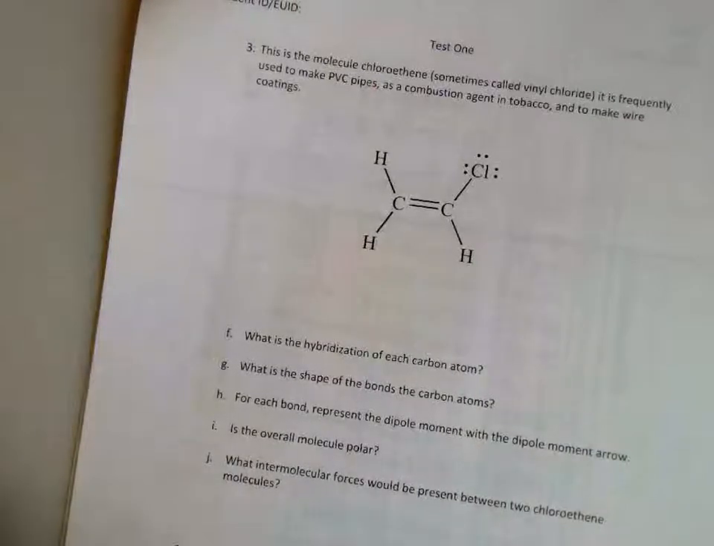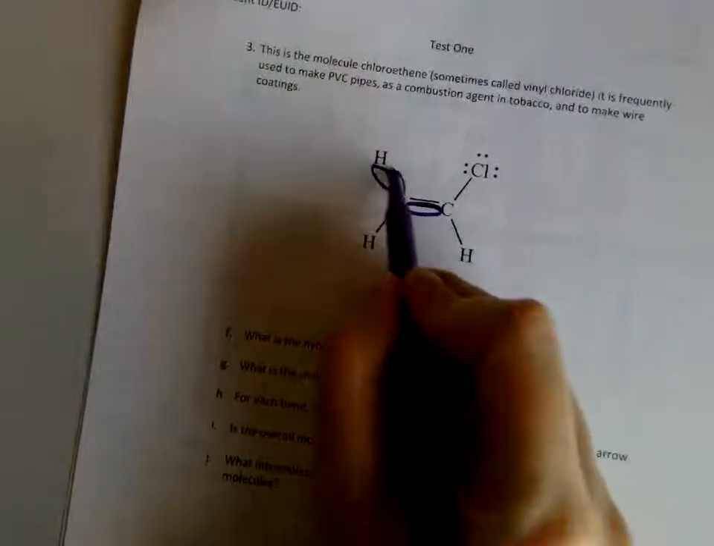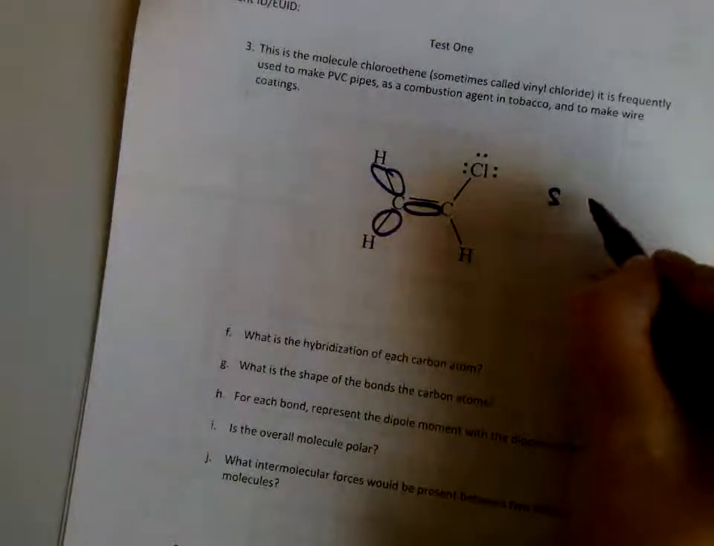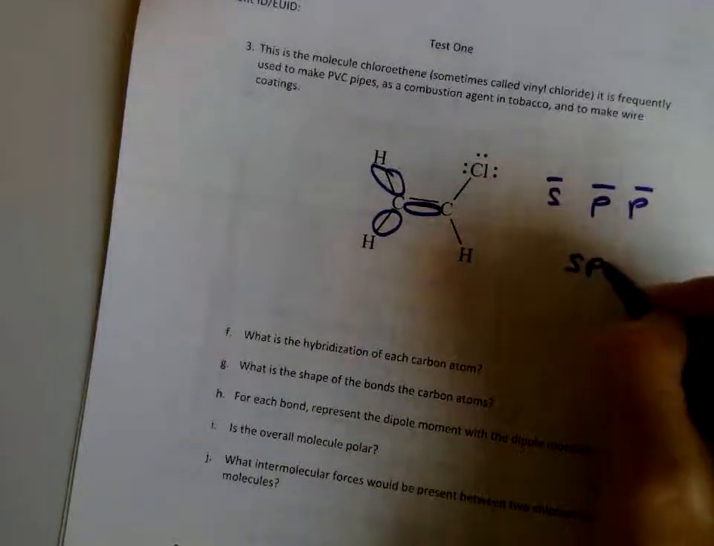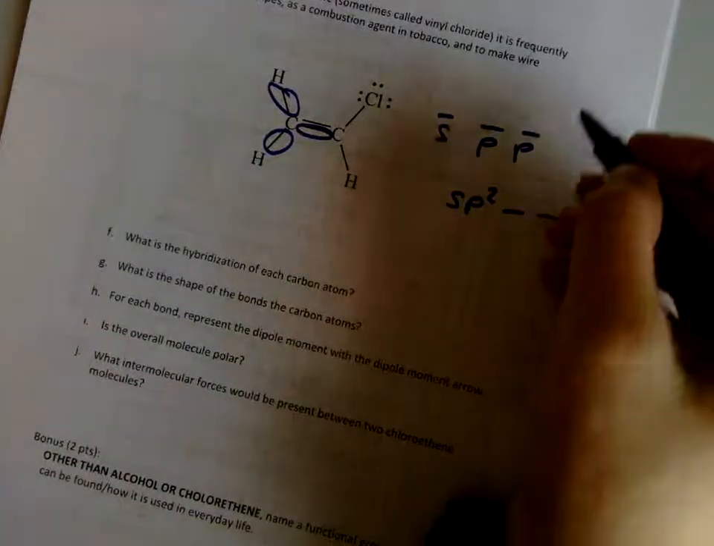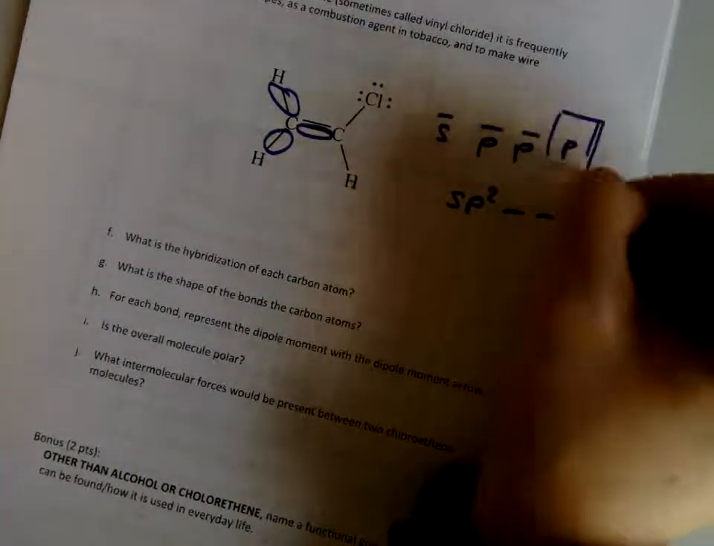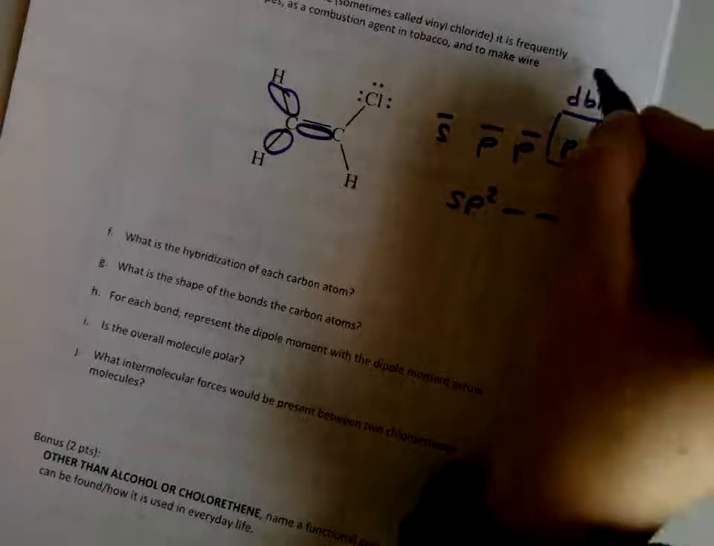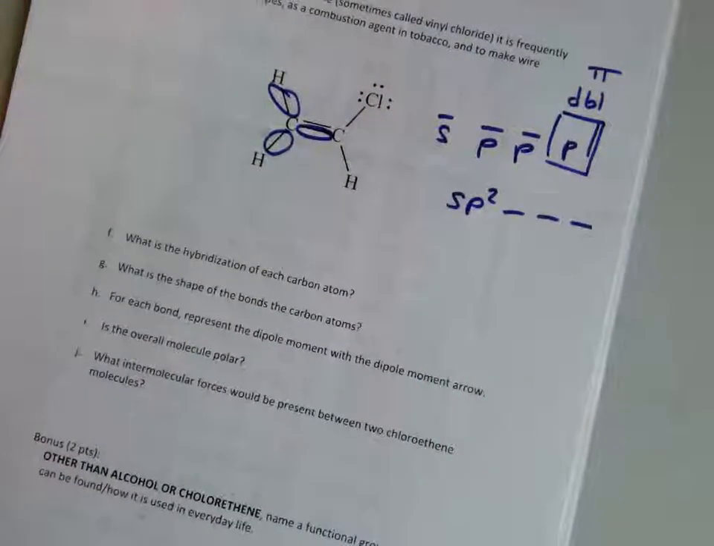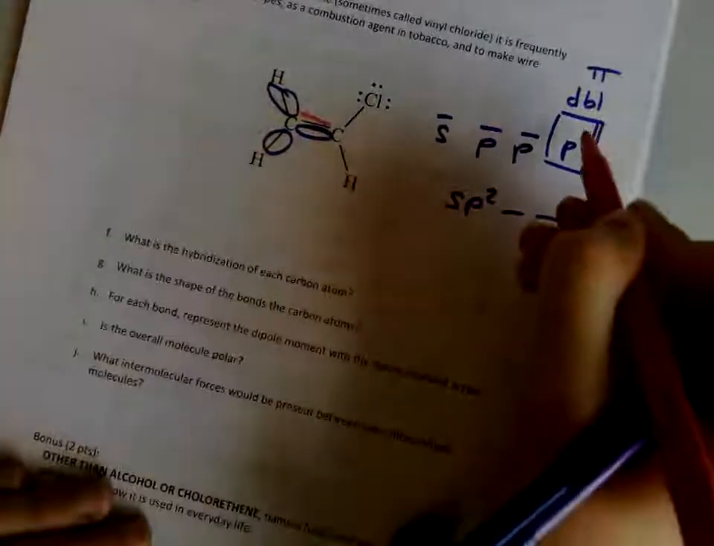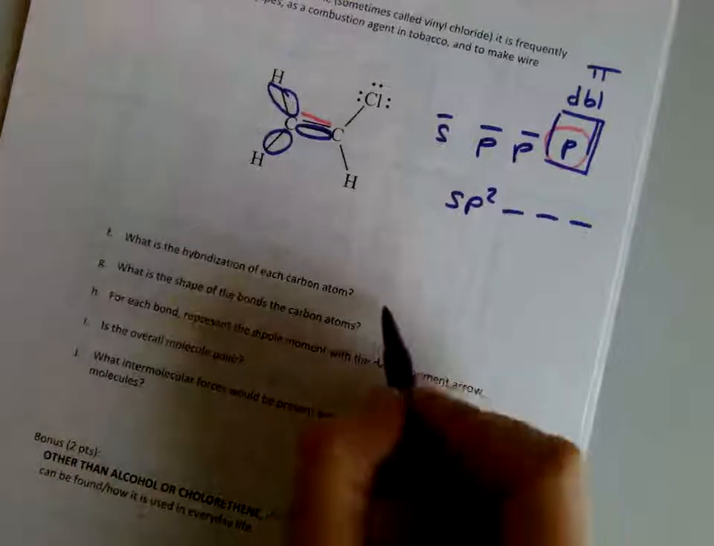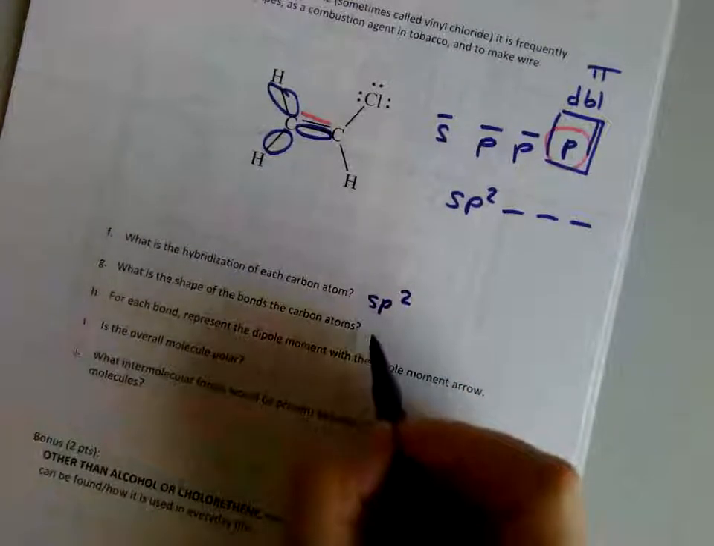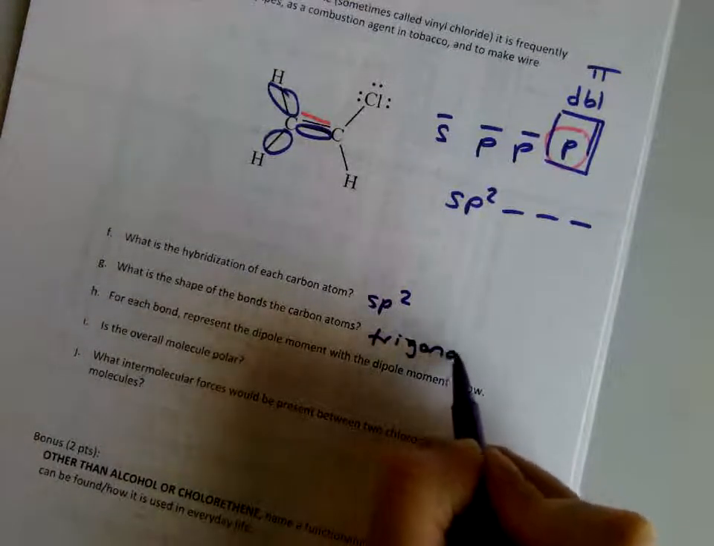Okay, what is the hybridization of each carbon atom? For this, we look at the sigma bonds. There's 3 sigma bonds. So the s orbital, p orbital, and p orbital must have combined to make 3 sp2 orbitals to get those 3 sigma bonds. And then your third p orbital is part of your double bond, your pi bond here. Both of them have that same situation, so they're both sp2. And this shape is trigonal planar, so it's just flat.